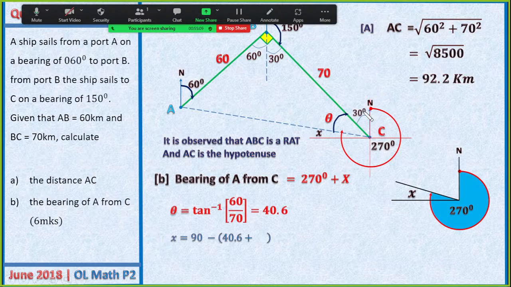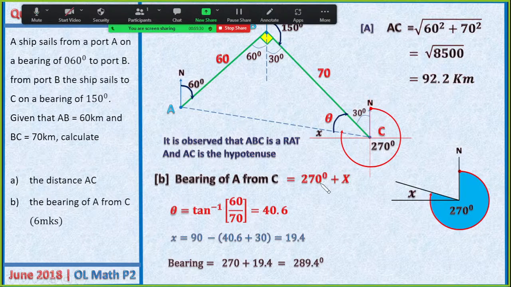So what you can do is we add the 40.6 to 30, and then we subtract it from 90, because this total angle should be 90 degrees, to find x. Because x plus theta plus 30 will give us 90. Therefore x should be 90 minus theta minus 30. So our x is equal to 19.4 degrees. Therefore this bearing should be 270 plus this x, which gives us 289.4 degrees. That's the bearing.